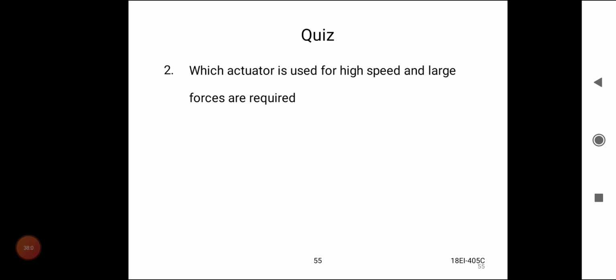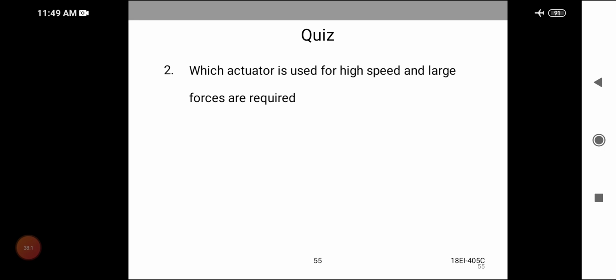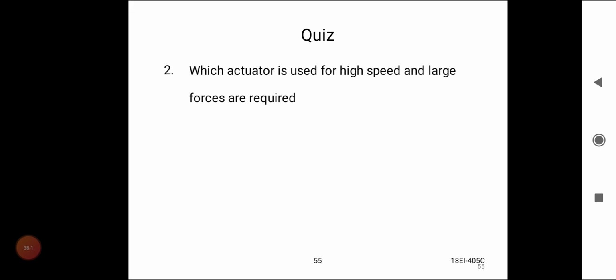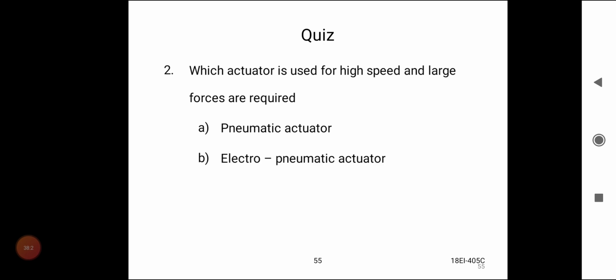Quiz 2. Which actuator is used when high speed and large forces are required? A. Pneumatic actuator. B. Electro-pneumatic actuator. C. Hydraulic actuator. D. None. The answer is hydraulic actuator. The actuator used when high speed and large forces are required is the hydraulic actuator.